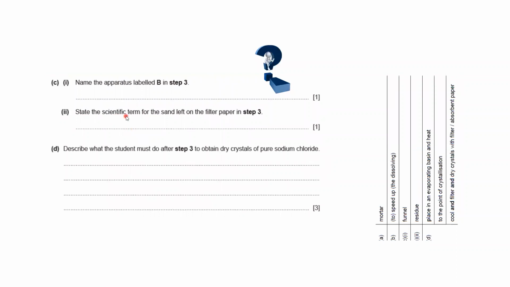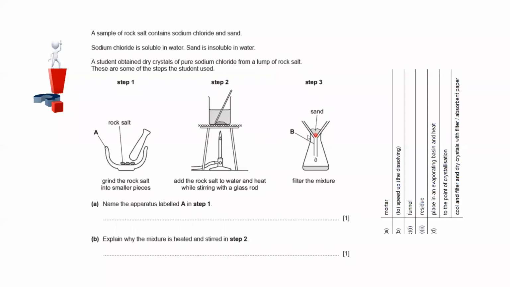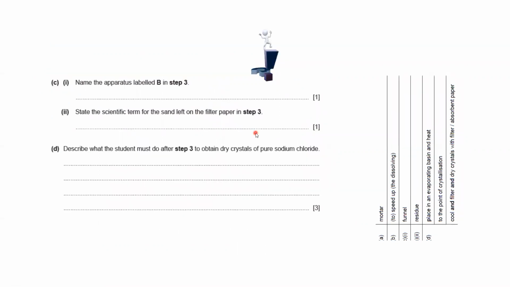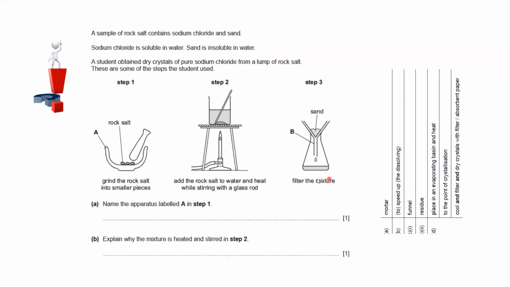Then state the scientific term for the sand left on the filter paper. What is the scientific term used for the sand which is left on the filter paper? We call that a residue. And what is the scientific term for the liquid, the salt solution, which passes through the filter paper? That we call a filtrate.